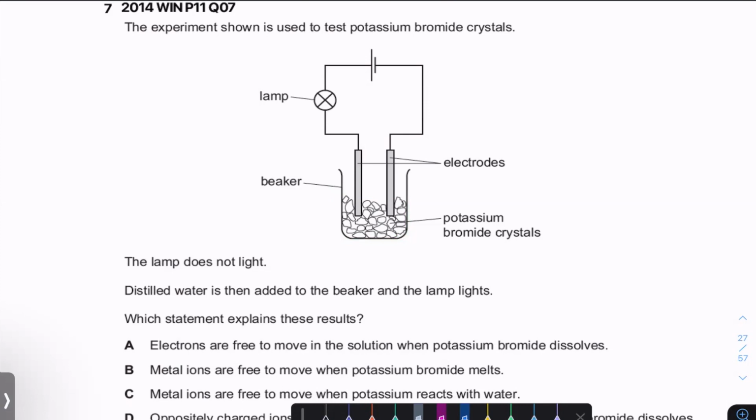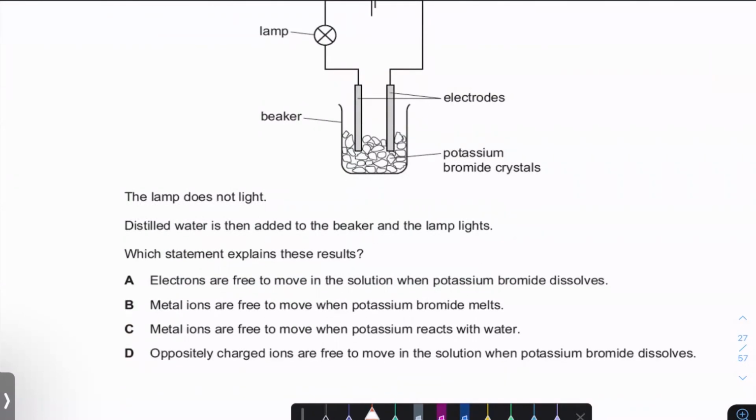But you add water to it, it will dissolve and it will conduct electricity. And that is what it does. The lamp lights because now it has free ions. And the word is ions, not electrons. So the answer is D, oppositely charged ions. क्योंकि positive और negative दोनों ions dissolve होते हैं और दोनों ही free हो जाते हैं.